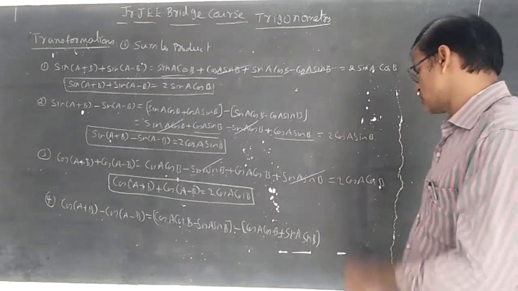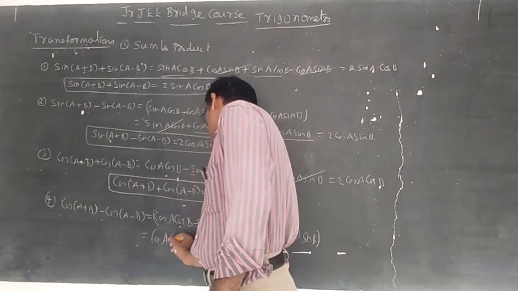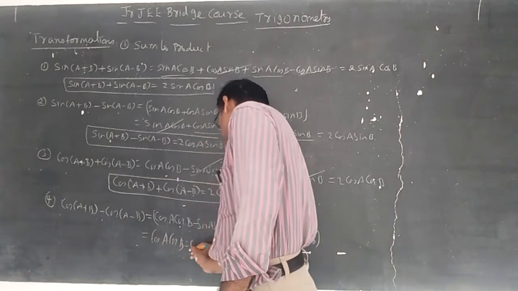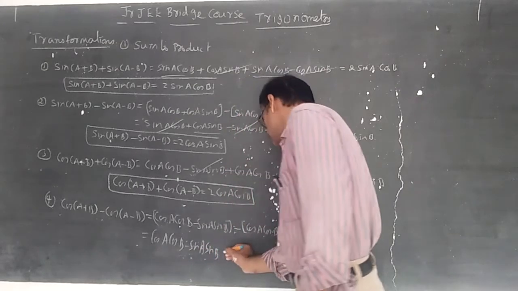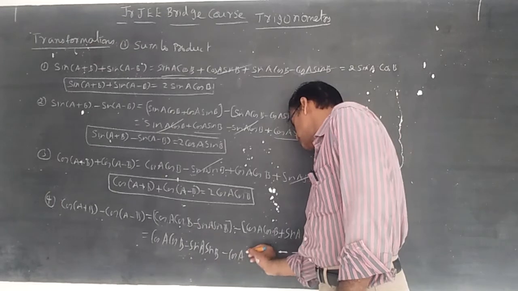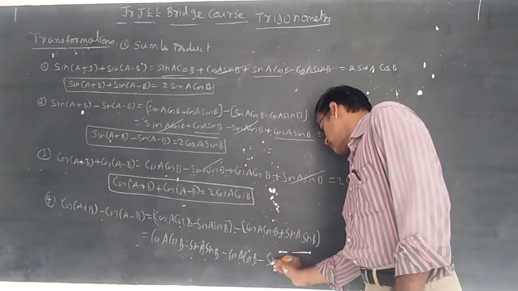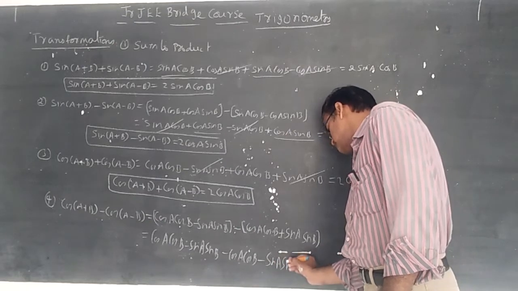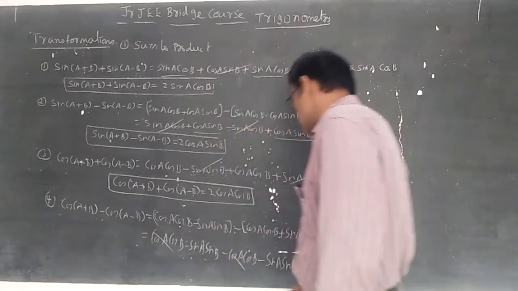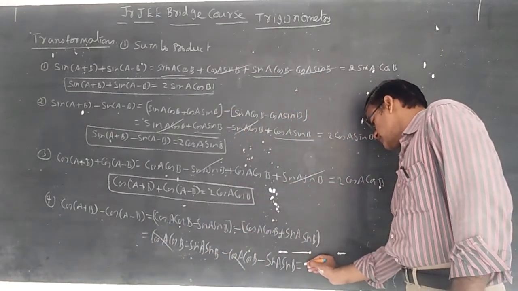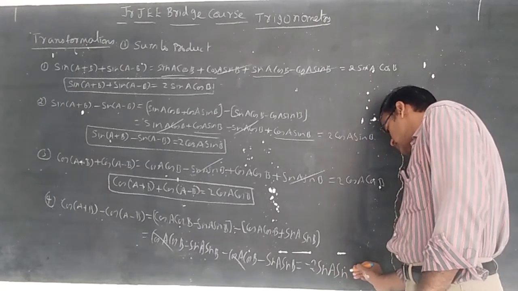Separate the bracket. We can get here cos A cos B, cos A cos B minus sin A sin B, minus cos A cos B minus sin A sin B. Minus cos A cos B, minus of plus becomes minus sin A sin B. So cos A cos B plus and minus will get cancelled. Here minus sin A sin B minus sin A sin B becomes minus 2 sin A sin B.